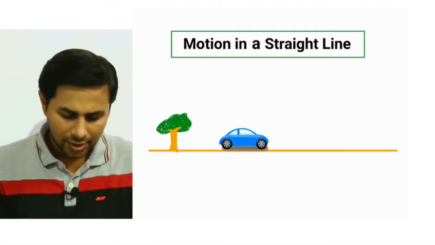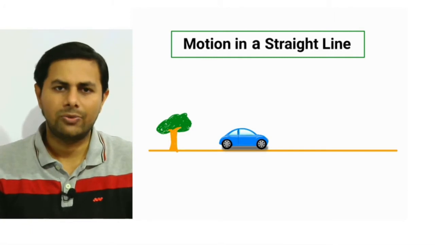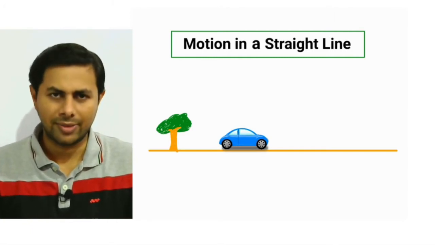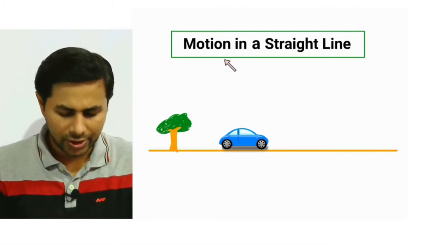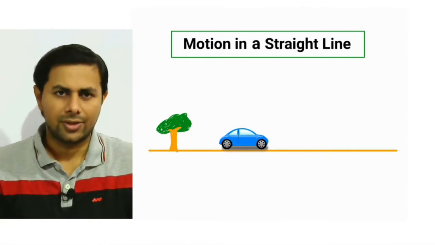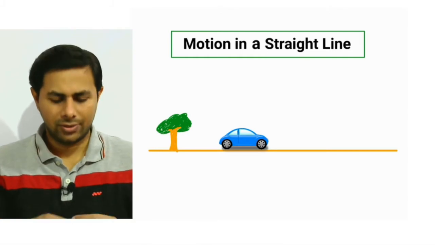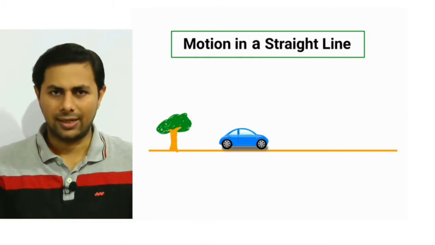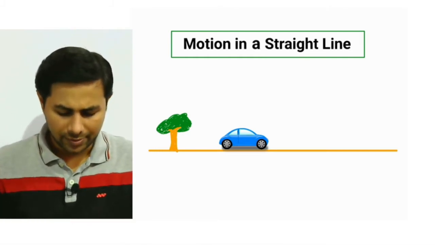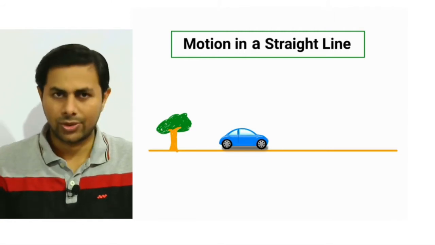Okay. So today we are going to start with a very simple case of kinematics, and that is motion in a straight line. So here we allow a particle or an object to move only along a straight line. So for an example, let's consider the motion of this car.